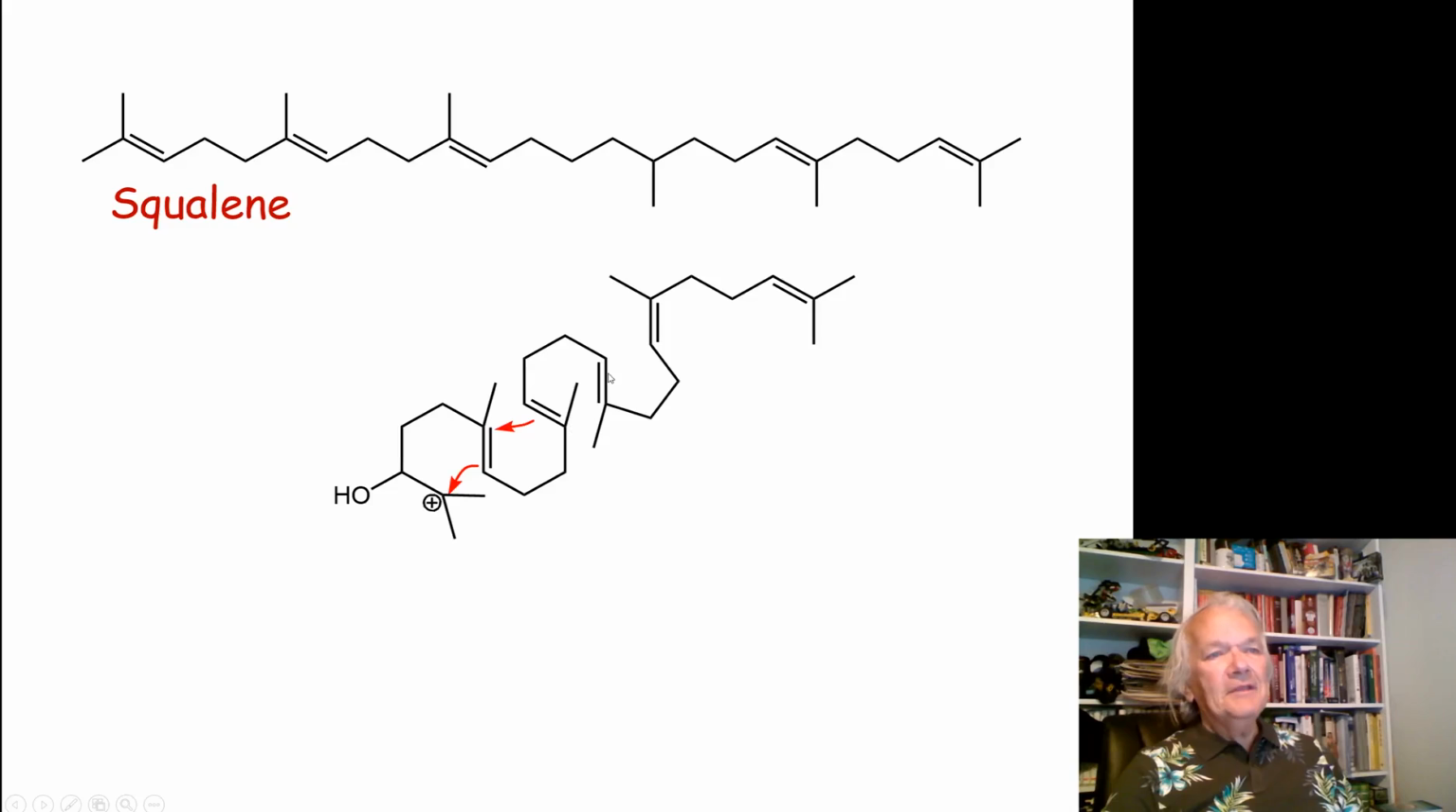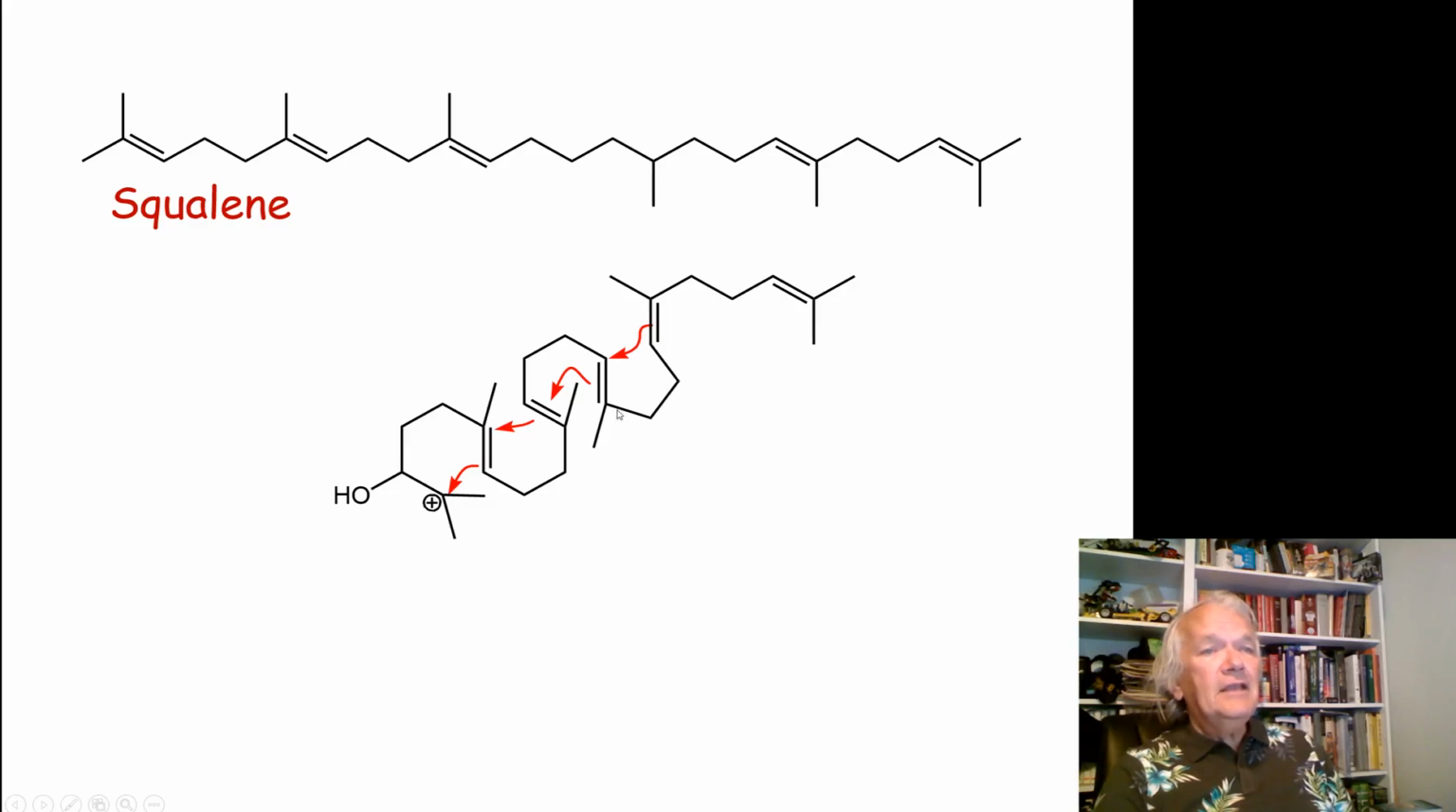What can happen? This double bond can come over and attack, form another ring. So now we have a new carbocation. This one's kind of interesting, however. We don't form a tertiary carbocation at this position. It turns out it forms it up here, which is your secondary. But you know, enzymes do what enzymes want to do, and then that double bond attacks the secondary position.